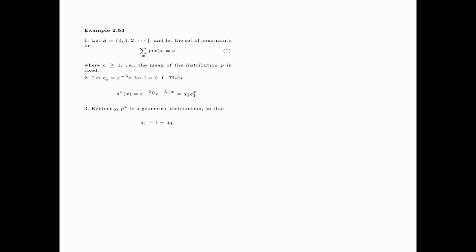Evidently, p star is a geometric distribution, so that q1 is equal to 1 minus q0, where q0 is the normalizing constant. Thus, it remains to determine q0. Toward this end, we invoke the constraint in equation 1 on p to obtain q0 equals the reciprocal of a plus 1. This is the only choice for q0 to make the mean of the distribution equal to a.